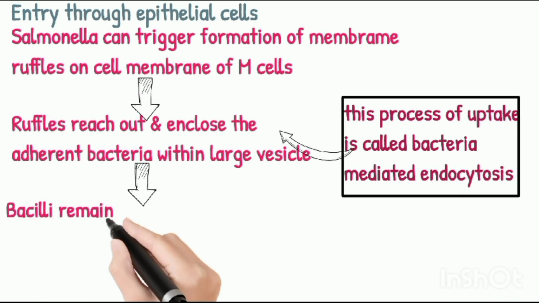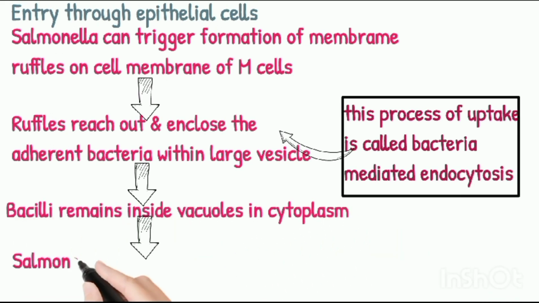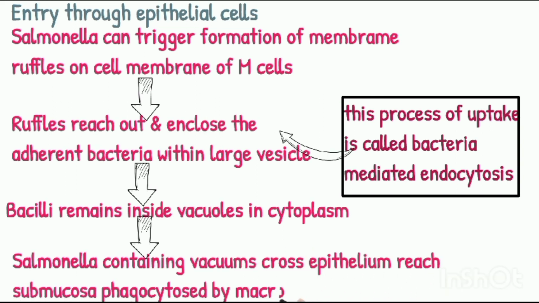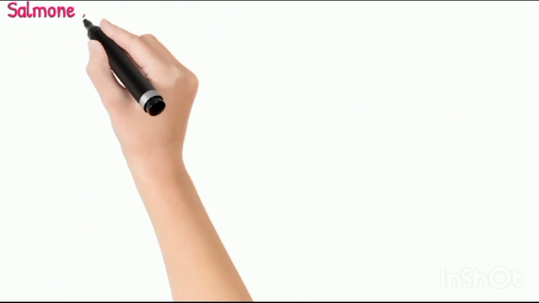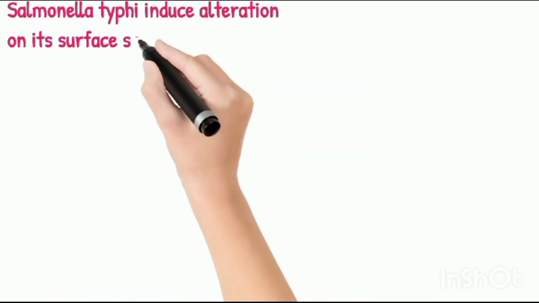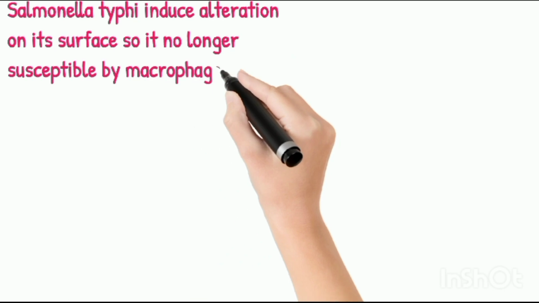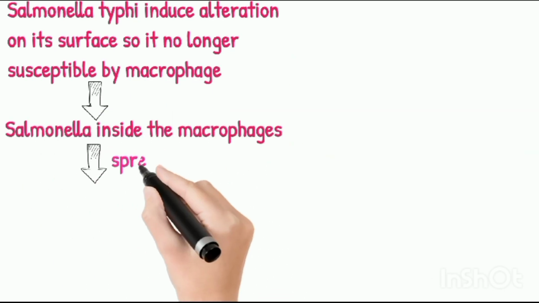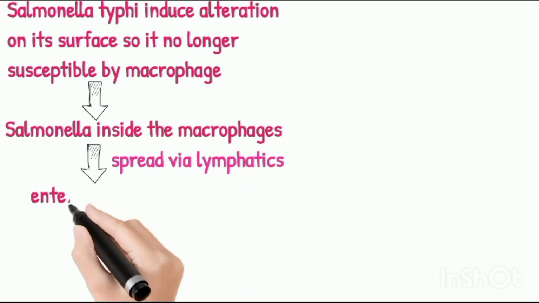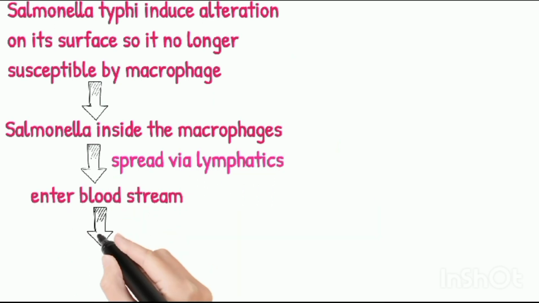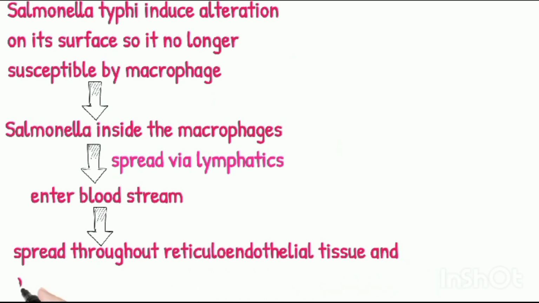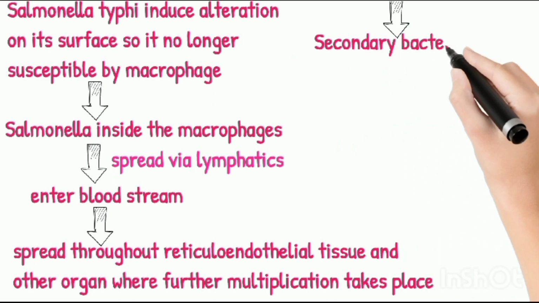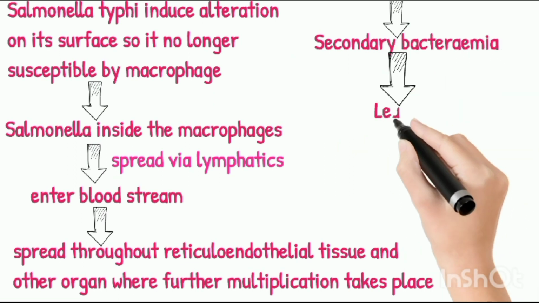The bacilli remain inside vacuoles in the cytoplasm, and then the Salmonella-containing vacuoles cross the epithelium, reach the submucosa, and are phagocytosed by macrophages. Salmonella typhi induces alterations on its surface so it is no longer susceptible to macrophages. Salmonella inside the macrophages spreads via lymphatics into the bloodstream, and then through reticuloendothelial tissue and other organs, where further multiplication takes place. This secondary bacteremia leads to the onset of clinical disease.